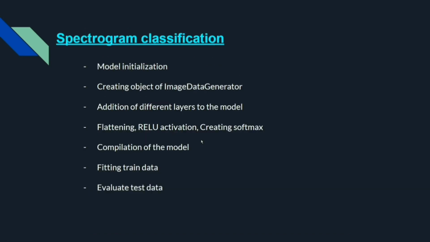Now, spectrogram classification. The steps for spectrogram classification are shown here. I am going to discuss all of this one by one. Model initialization. We have used VGG16, which is a convolutional neural network architecture to initialize our model.